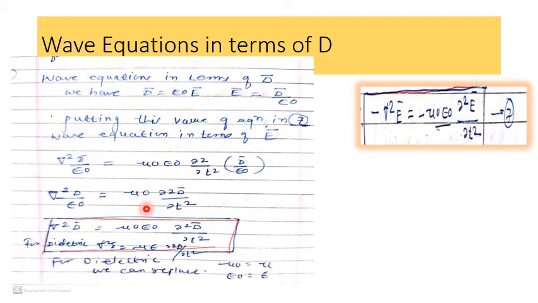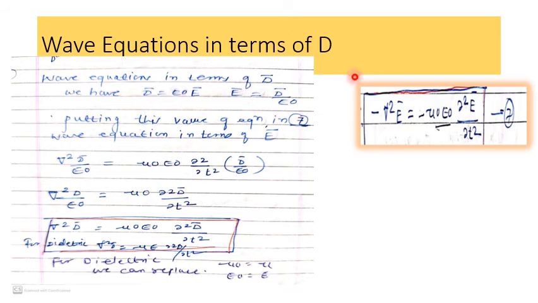Now this epsilon 0 goes to the other side and we get del square d bar is equal to mu 0 epsilon 0 del 2 d bar by del t square. And for a dielectric, how can we represent this mu 0 epsilon 0? Del square d bar is equal to mu epsilon del 2 d by del t square. Okay, so this is the wave equation in terms of d bar.